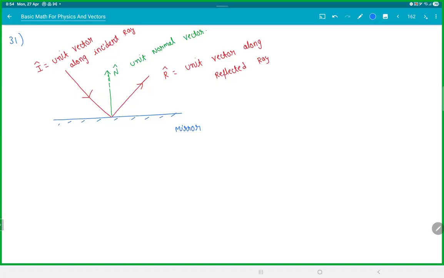So using this information, you need to find the relation between I cap, R cap, and N cap. Meaning, if I give you I cap and N cap, you should be able to tell me R cap. Now, see, in two-dimensional, it is really easy. On a XY plane, it is easy to figure out the angles. But if I suddenly say there is a mirror at a weird angle and the light ray is coming at some other angle in three-dimensional, it becomes very difficult to solve. And that is when vectors becomes really useful, when you're seeing things in 3D. Find relation between I cap, R cap, N cap.